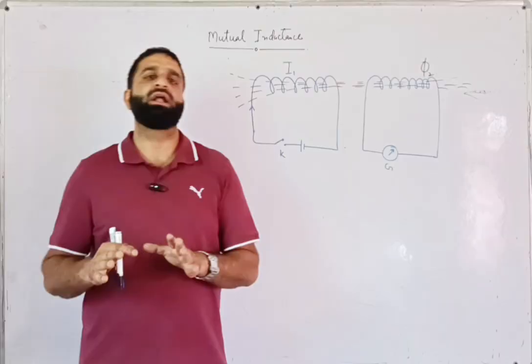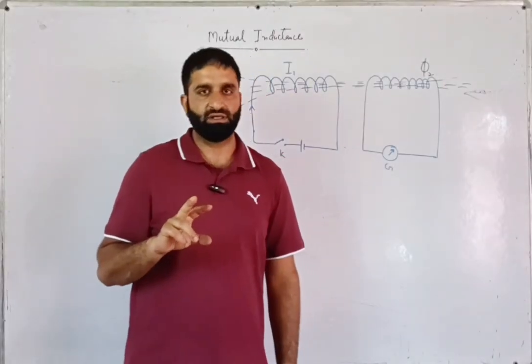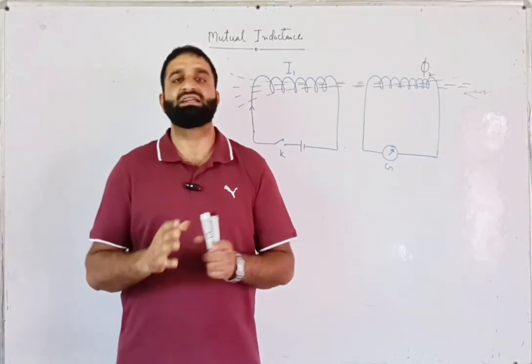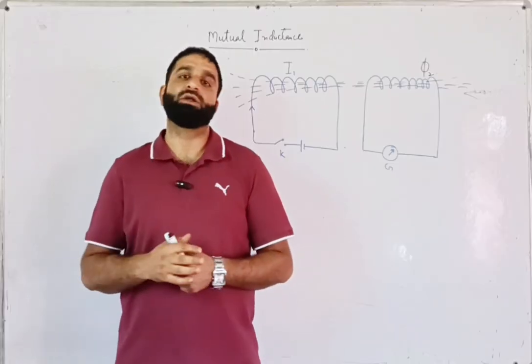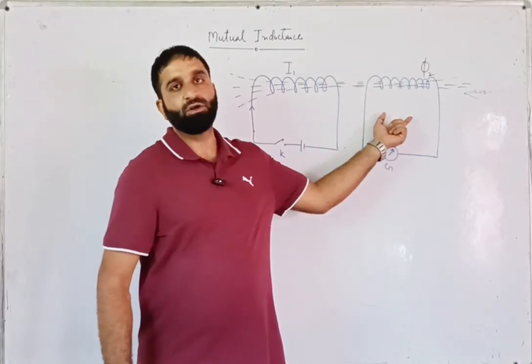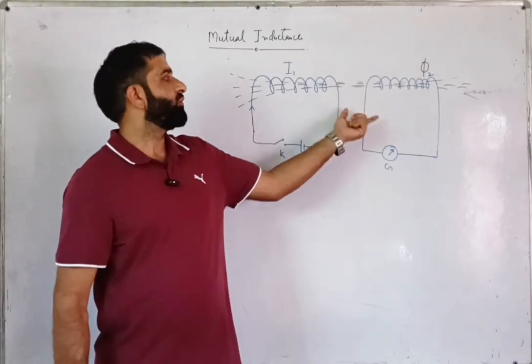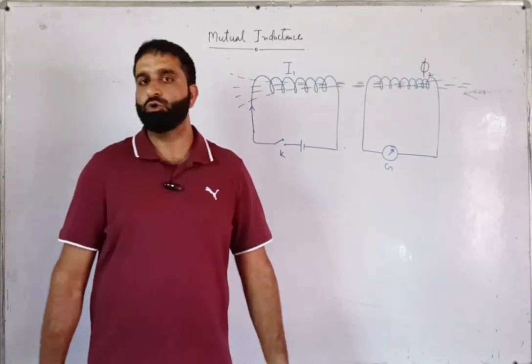So from here, we verify that when two coils are in close proximity, if the current changes in one coil, that current change produces a flux that is linked with the other coil, and by that flux, an induced current is produced, which opposes the change in current in this coil. So we have two coils in close proximity, and this inductance is called mutual inductance.